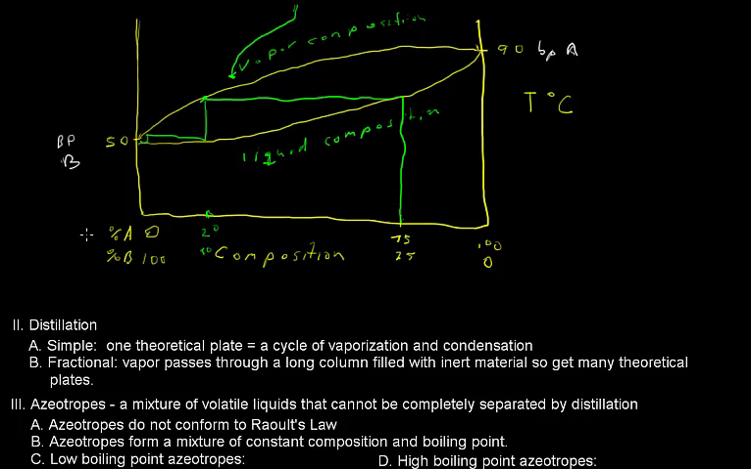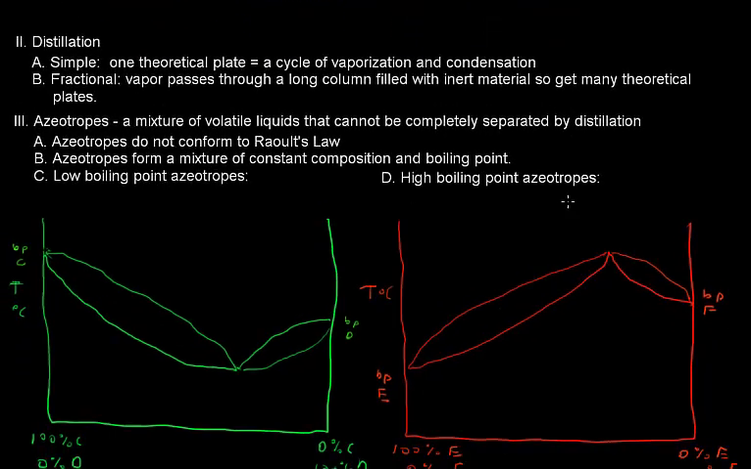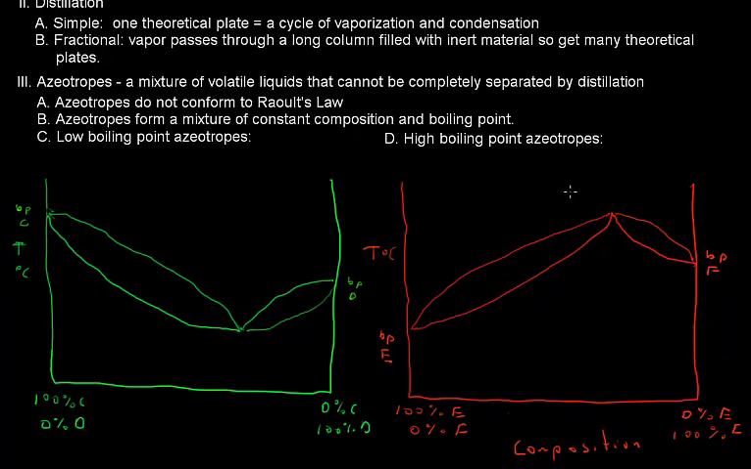So theoretically, you could separate any two liquids, any two compounds that have any difference in boiling point with enough theoretical plates. In reality, however, that's not always possible. And the reason is shown down below here, because some compounds form solutions that are known as azeotropes, mixtures known as azeotropes. An azeotrope is a mixture of volatile liquids that cannot be completely separated by distillation.